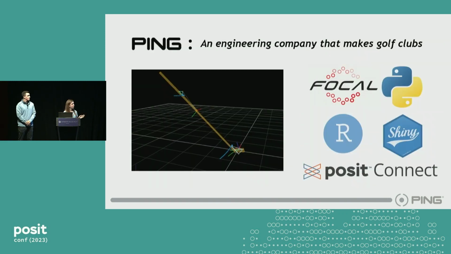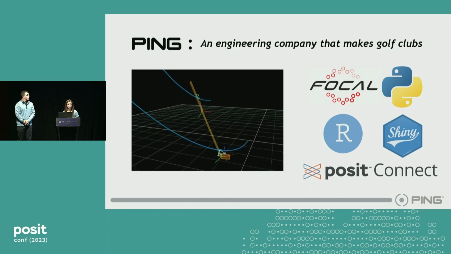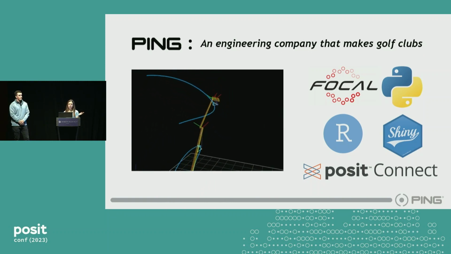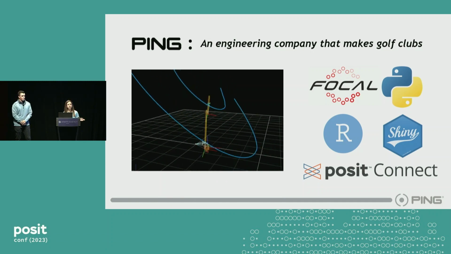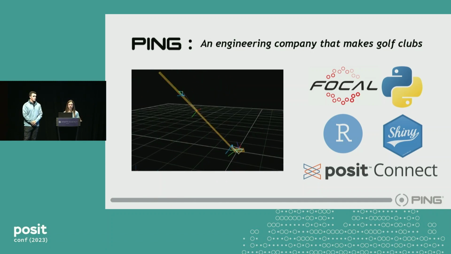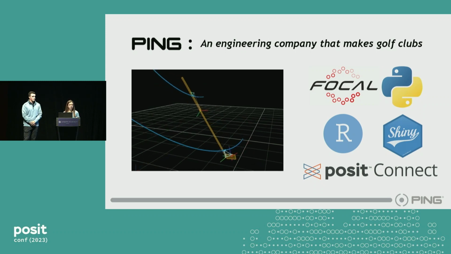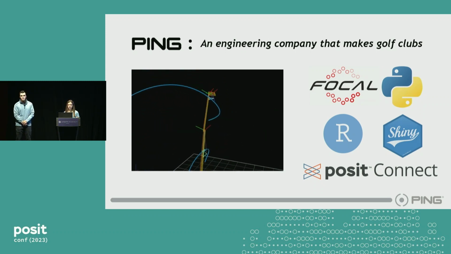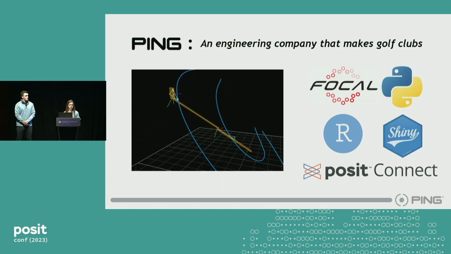So now we've covered our complete workflow with Focal, from capturing and processing every data point with our cameras, going through Python, and then producing consumer and internal-facing apps with R and Shiny. The combination of all of these programs with Posit has really allowed our company to streamline our research and development process and make it very smooth.